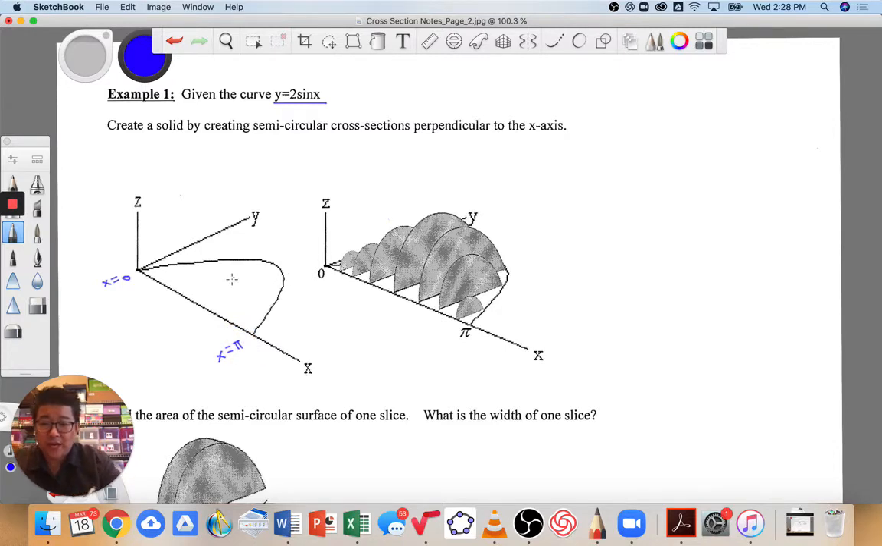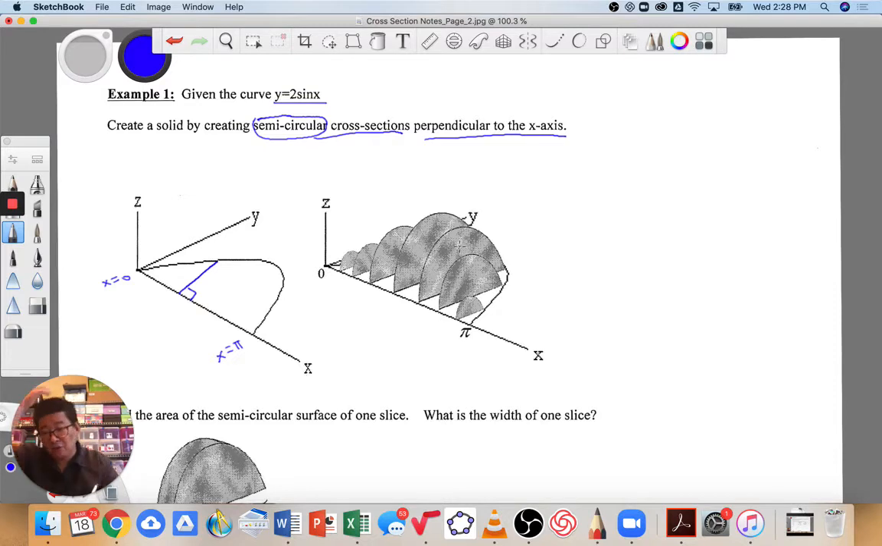And what's going to happen is we are going to grow our slices. In this particular case, our slices are going to grow perpendicular to the x-axis. So cross sections perpendicular to the x-axis, and our cross sections will be semicircles. Those are what our slices will look like. You can see it here.